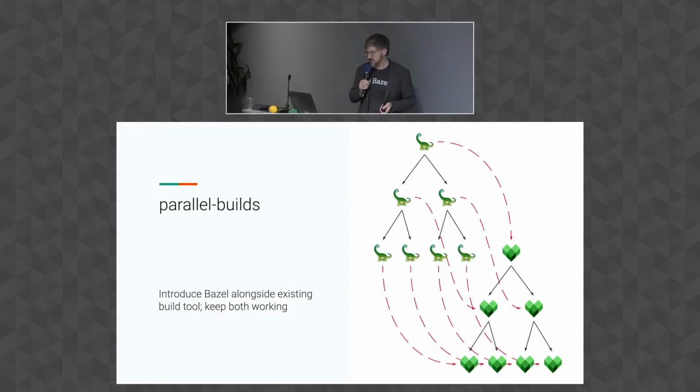And then the next pattern I'm going to talk about before I hand it back to Greg is parallel builds. So in this model, we have our tree of dinosaurs, and it's mirrored into a tree of Bazels. We keep both of these things working. We have a CI for both of them, like Wix talked about. They had the old CI, the new CI. And we're in this state for some period of time during the transition. So first we're building up the tree of Bazels, and then later we can tear down the tree of dinosaurs.